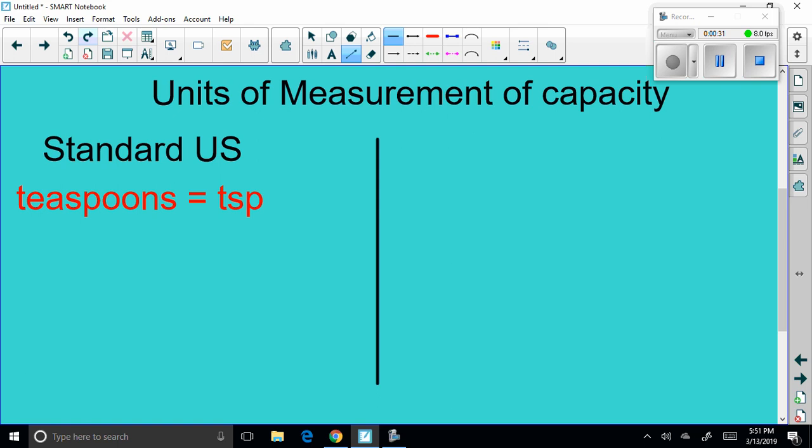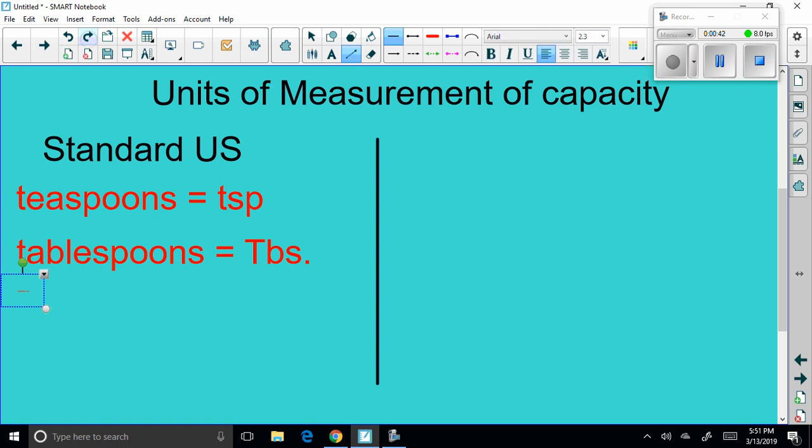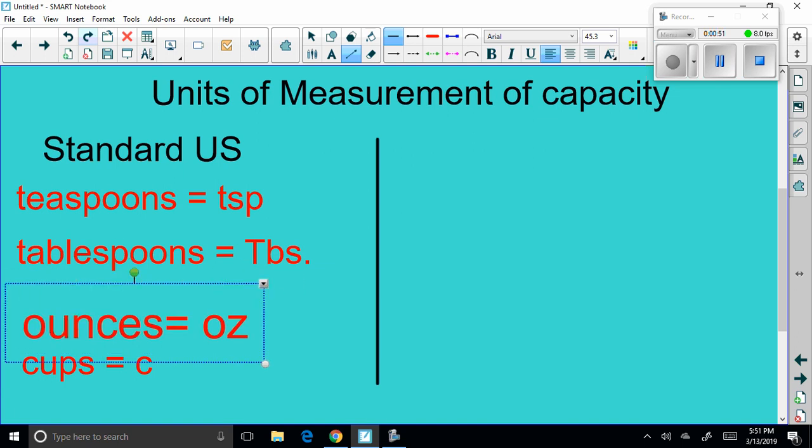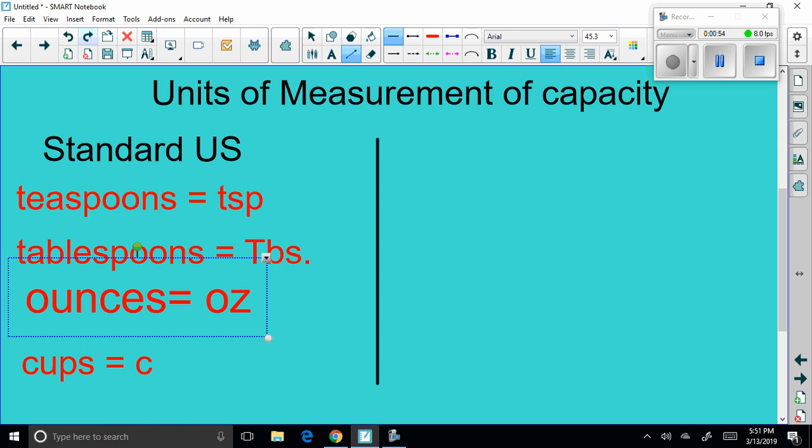Teaspoons are very small. It takes 3 teaspoons to equal 1 tablespoon, which is a bigger spoon. It takes 2 tablespoons to equal 1 ounce. So if you use 2 of the bigger spoons, you will get the equivalent of an ounce. Now we've seen ounces before when we've been talking about weight, and we said that an ounce is like a slice of bread. But in liquid, we talk about an ounce being as much as 2 tablespoons.